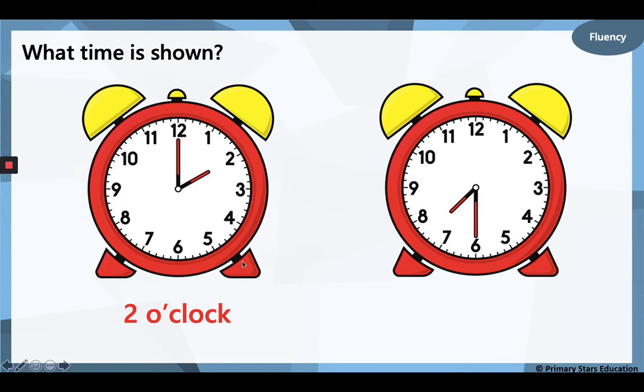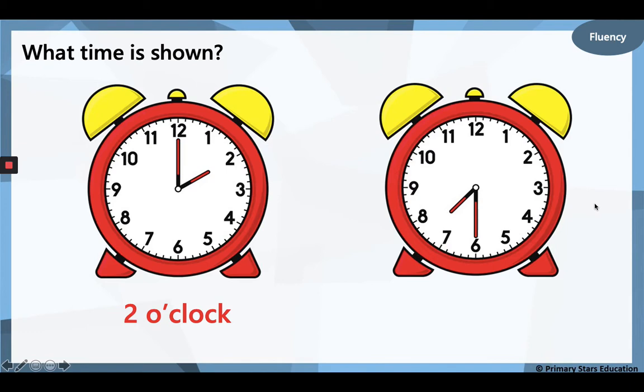So 2 o'clock in the morning, hopefully you'll be asleep. 2 o'clock in the afternoon, you will be either doing some schoolwork or you might be doing something outside or doing an activity. Okay, clock 2.